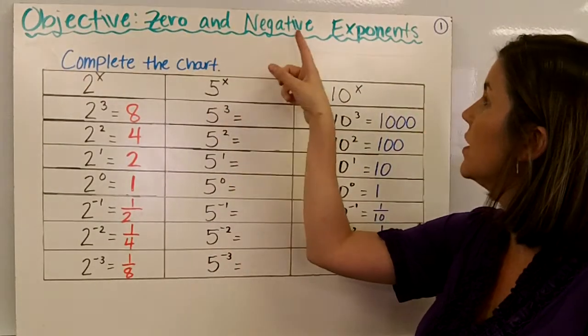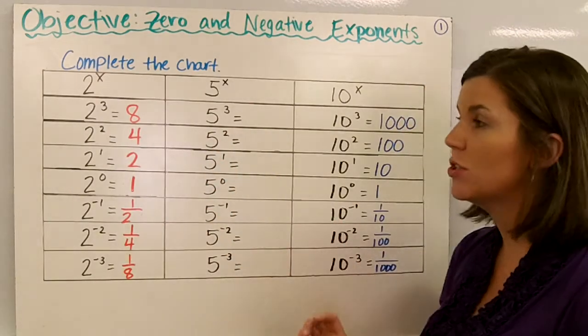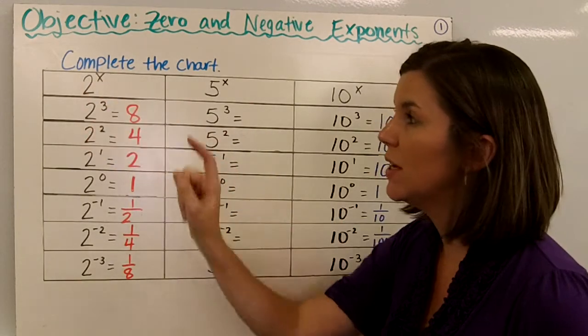Objective: zero and negative exponents. Complete the chart. You're going to want to pay attention to any patterns that you start to recognize. 2 to the x power.